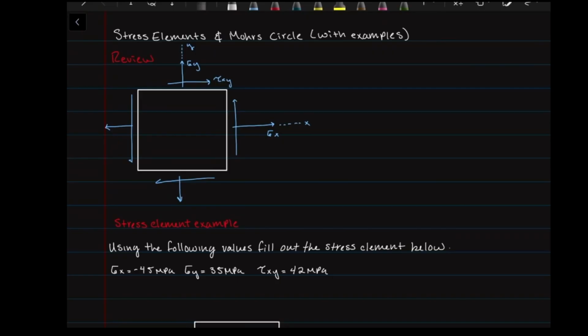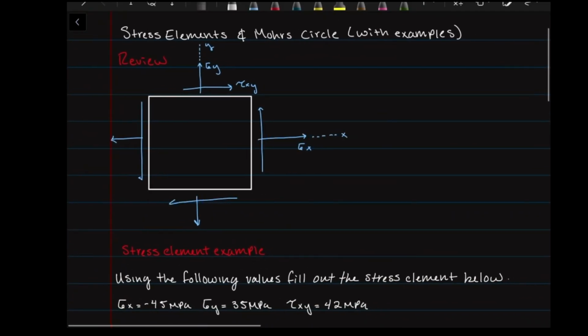Alright, let's begin with our stress element review. It's quite easy. What we're going to do is look at this square right here, okay? And I have multiple labels already picked out for you. I have the sigma x, sigma y, and the tau xy. These are all very important. You really need to know what they are and how to use them. What we're gonna do now is we're gonna be looking at.